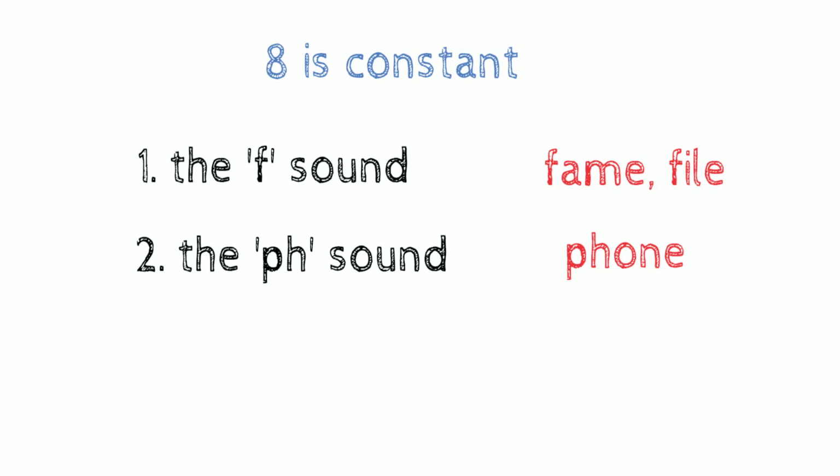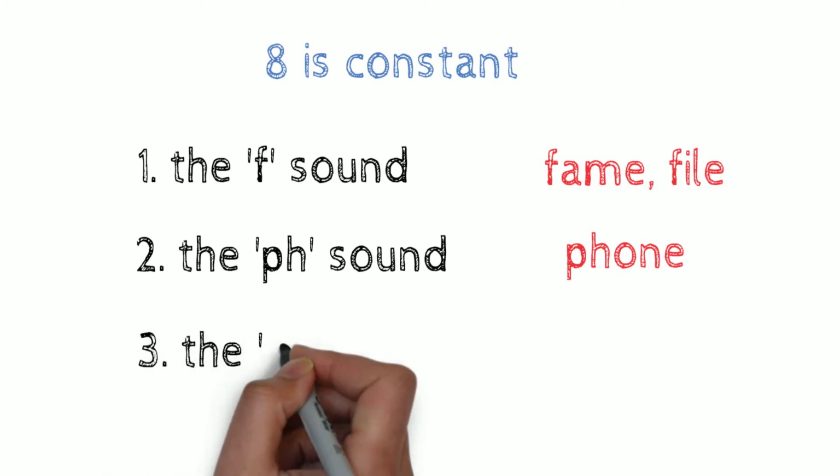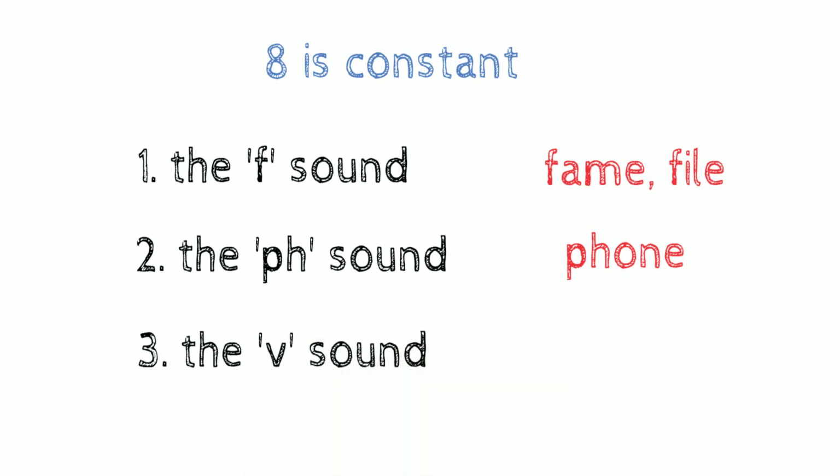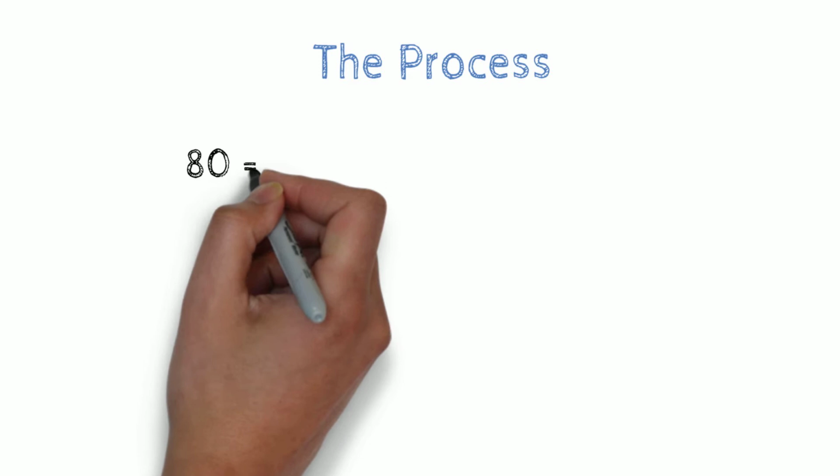A word like phone makes good use of the sound. And the third sound is the V sound from the consonant V. Words like vow or vein bring out the V sound. Feel free to use any of the 3 consonant sounds that feels comfortable to you for number 8. With that said, let's get into it. So let's start with number 80.